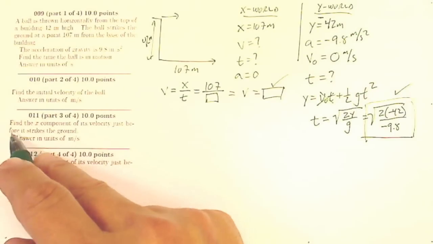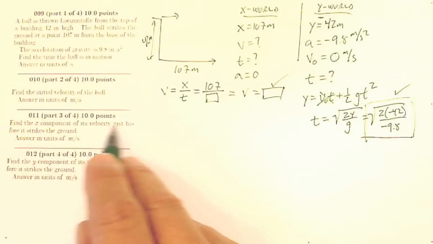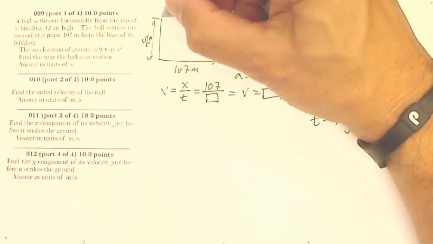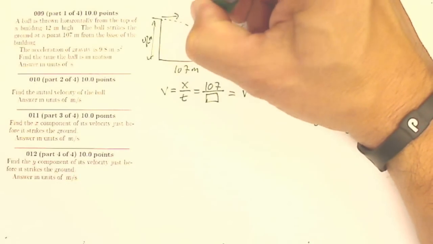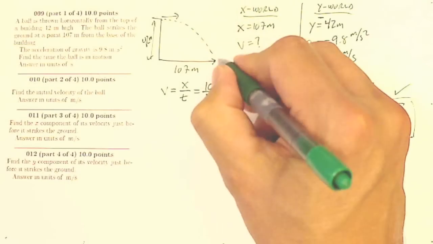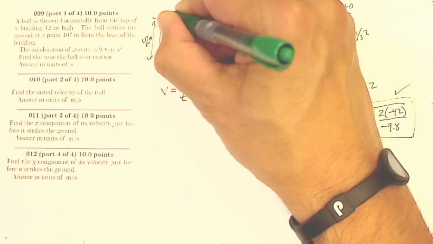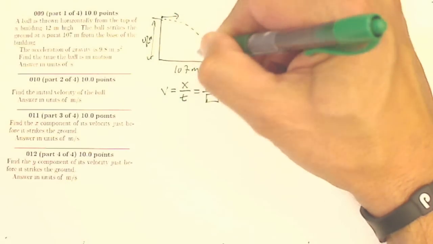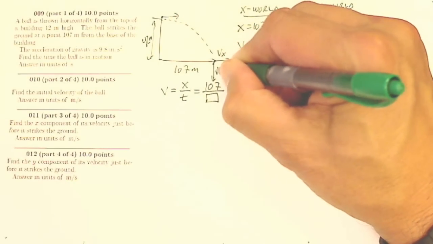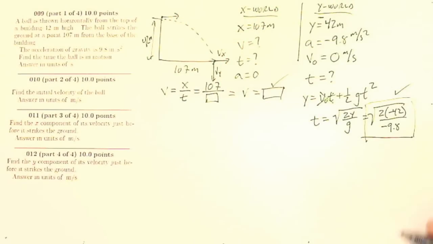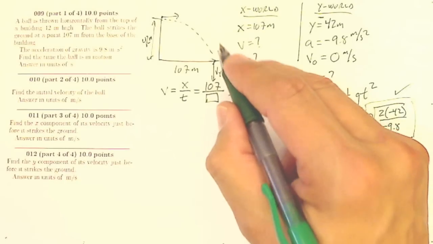Question number 11 says find the x component of its velocity just before it strikes the ground. So when this object comes and shoots off and falls down this way, when it gets here, it's going to have a velocity in the x direction, and the y velocity will go from 0 and get bigger and bigger and bigger, and it's going to have a velocity in the y direction as well. So what is this velocity in the x direction?